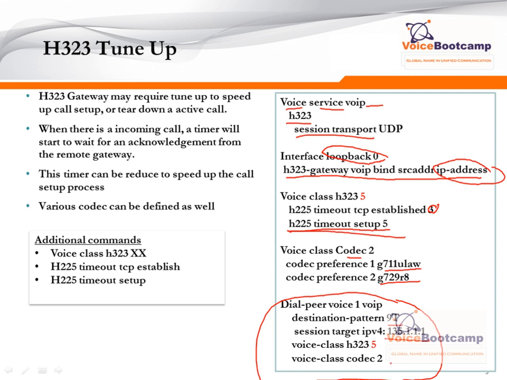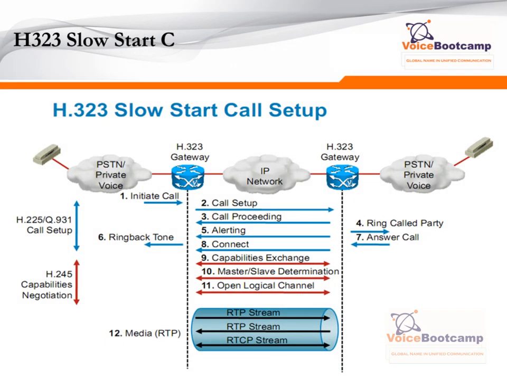So in the dial peer, you're going to say voice-class H323 and the number. This number represents the number right here. Sorry, in the circle. Voice-class codec 2 represents the class right here. Now H323 has two methods of establishing a call, a slow start and a fast start. Now by default the fast start is enabled.